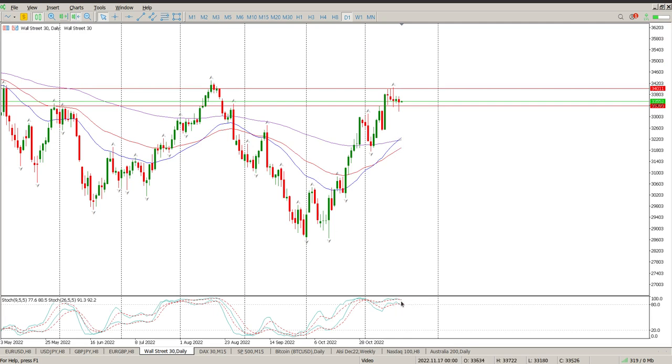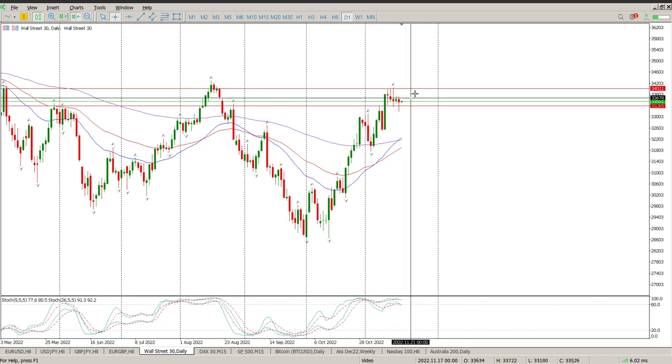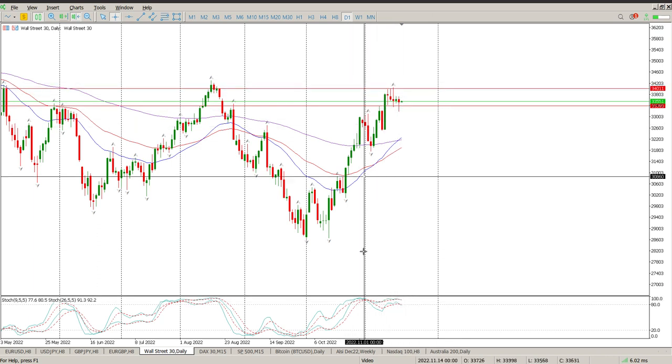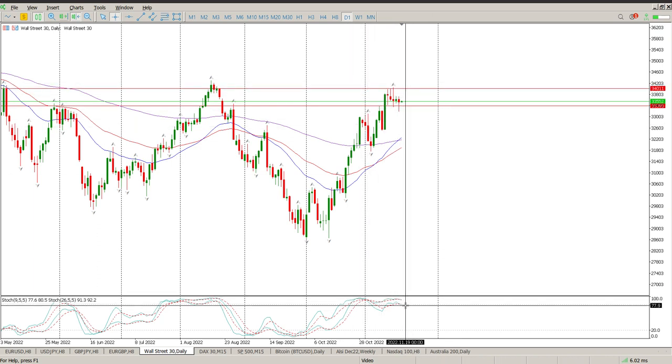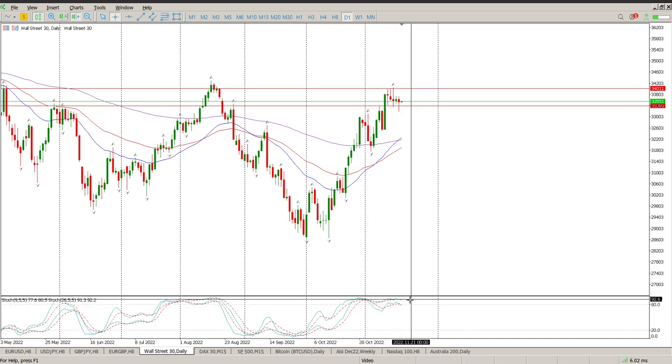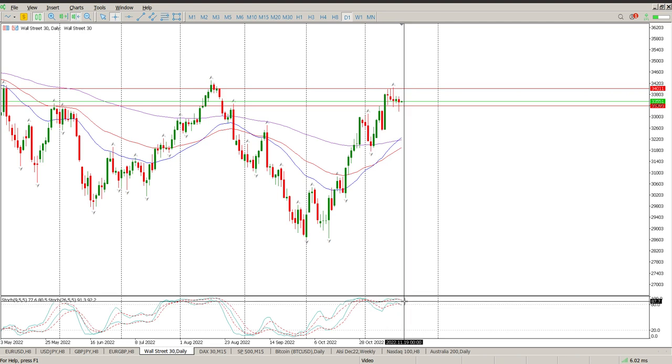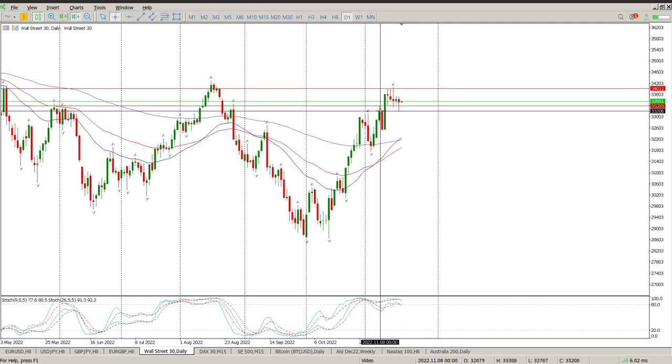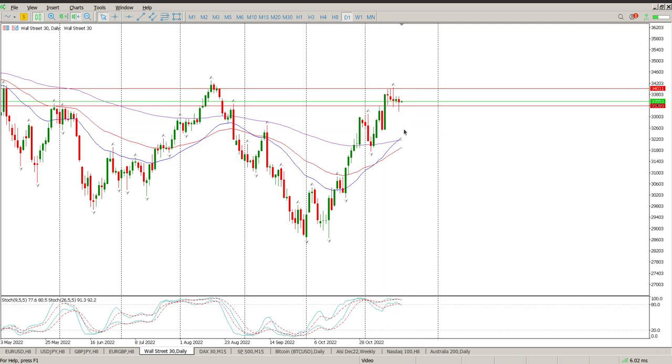Then we've got a divergence. There is a little bit of divergence here on the daily chart's oscillators, and then we've got this grouping to the upside, and we've got a bit of a crossover happening there. So that is indicating that we have a potential move to the downside brewing.